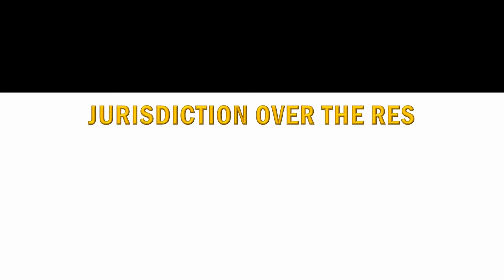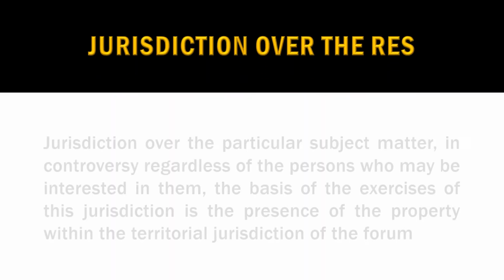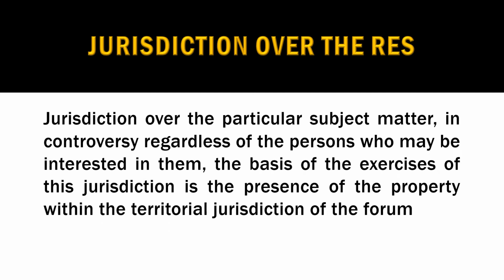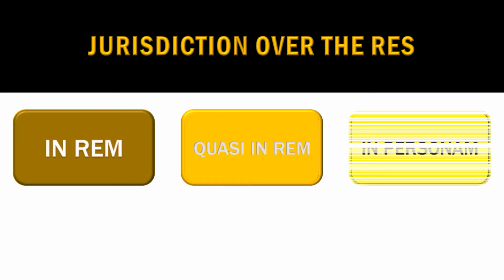The second type is jurisdiction over the res. It is the jurisdiction over the particular subject matter in controversy, and the basis of the exercise of this jurisdiction is the presence of the property within the territorial jurisdiction of the forum. It may be in rem, quasi in rem, and in personam.